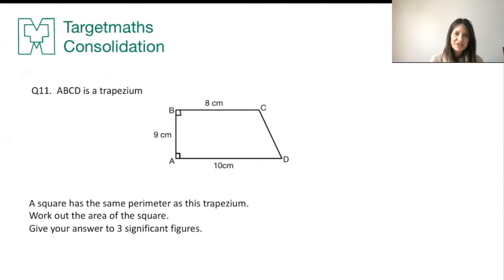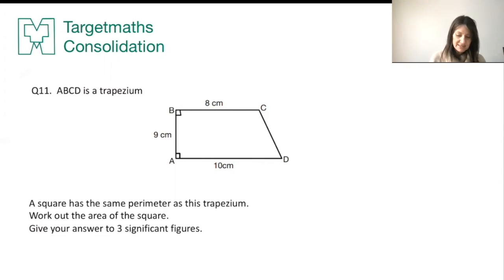Okay, so these sort of questions are getting more and more common when they talk about one shape and then try and link it to another. We just saw it obviously with that volume question. Now we're seeing it again here. So it's saying a square has the same perimeter as this trapezium. You've got to work out the area of this square. You can't even see it, can you?